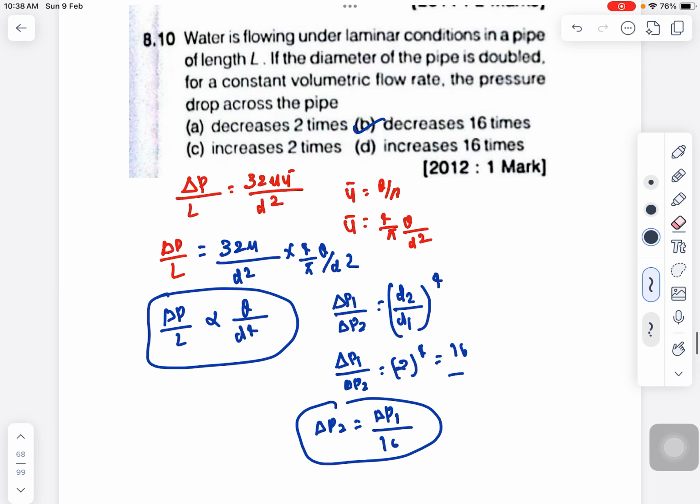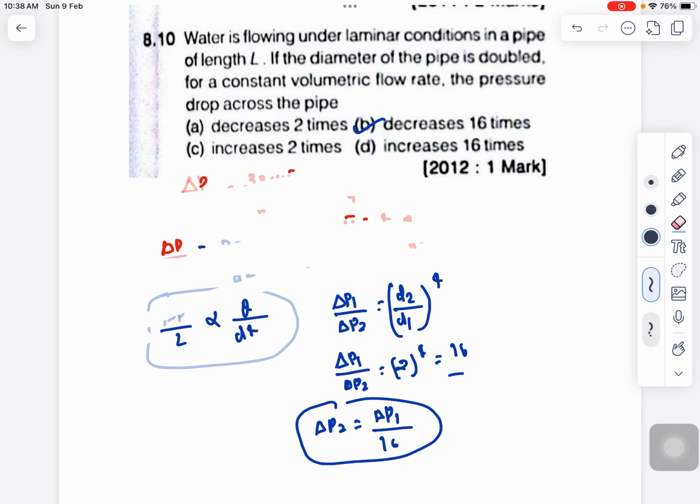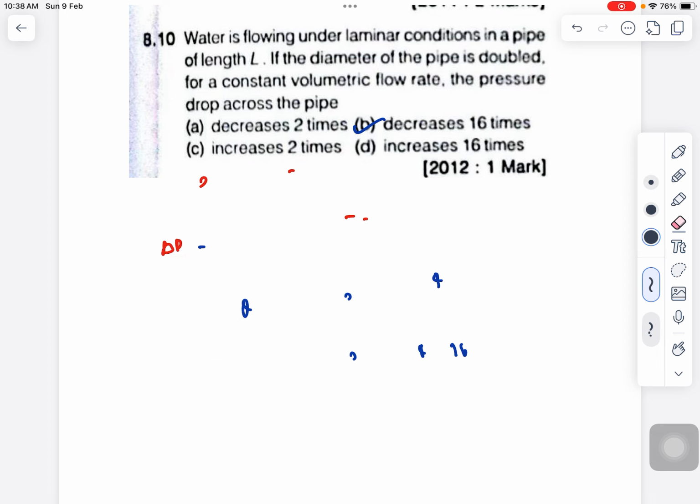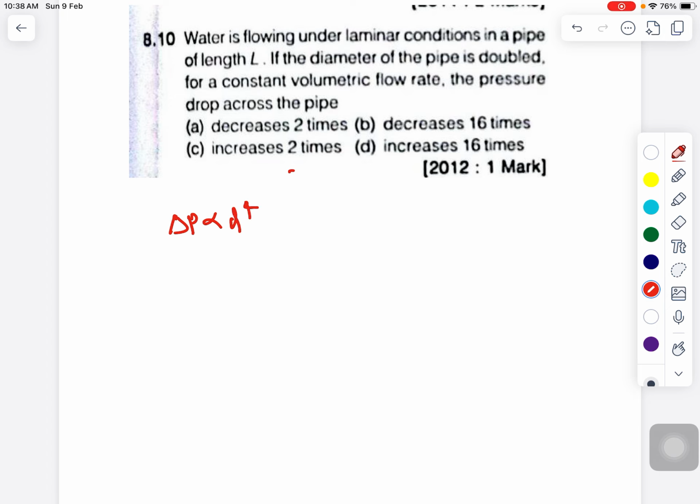Okay, great. So after that I'll be moving towards this question. This question is also a very important question. This is just based on the formula, and I have already done this question earlier. So water is flowing under laminar condition in a pipe of length L. The diameter of the pipe is doubled for the constant volumetric flow rate. The pressure drop is? So I have told you directly delta P is directly proportional to d4.